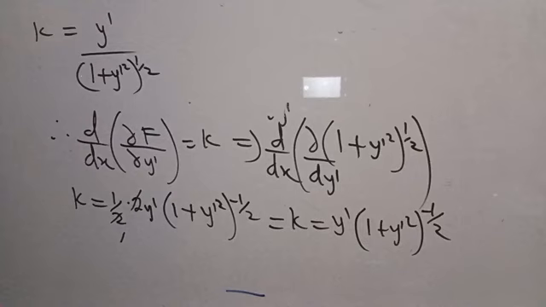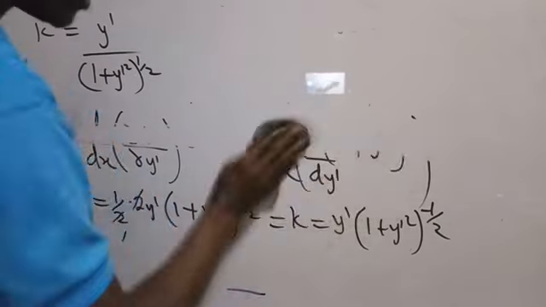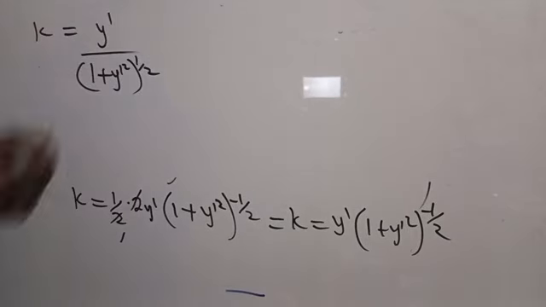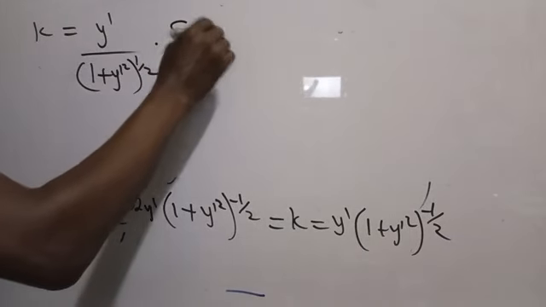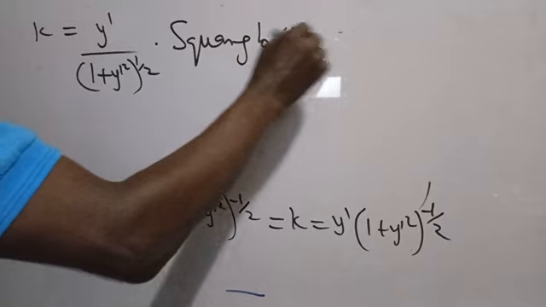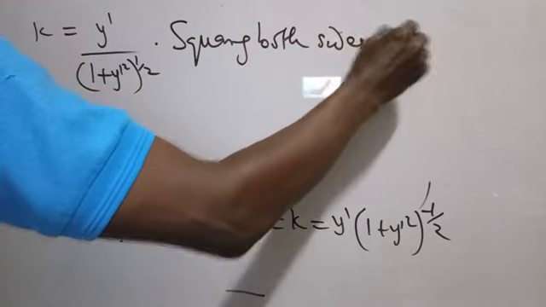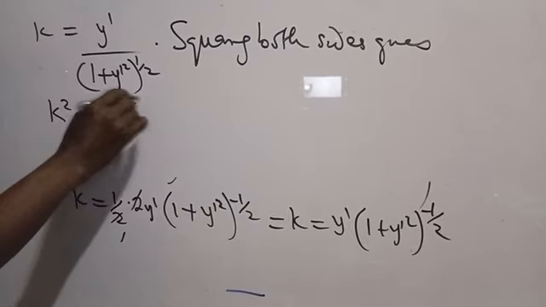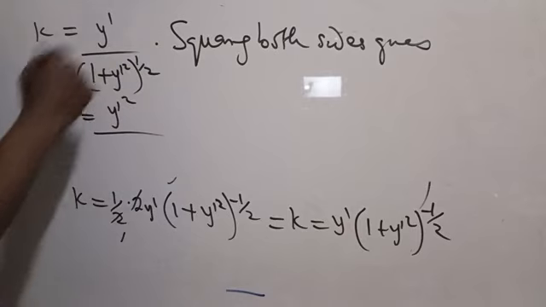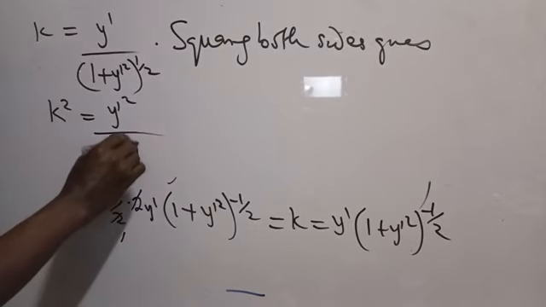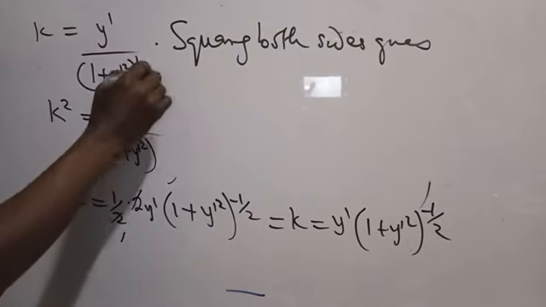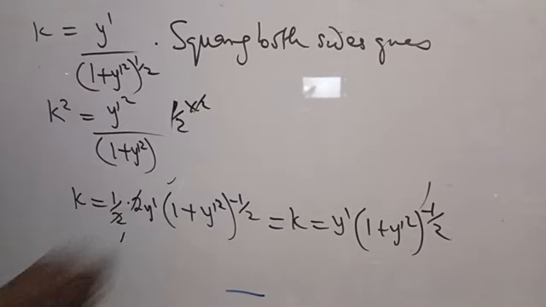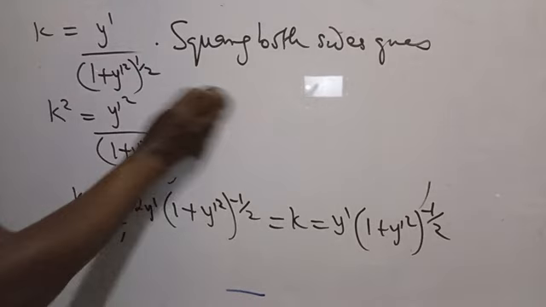Okay. Now, what can we do here? What you just need to do now is to square both sides. Okay. Now, squaring both sides gives k squared is equal to y prime squared all over, when you square the denominator here, you have 1 plus y prime squared, multiplied by 2. So the half, when you multiply half by 2, it cancels out. Fine.